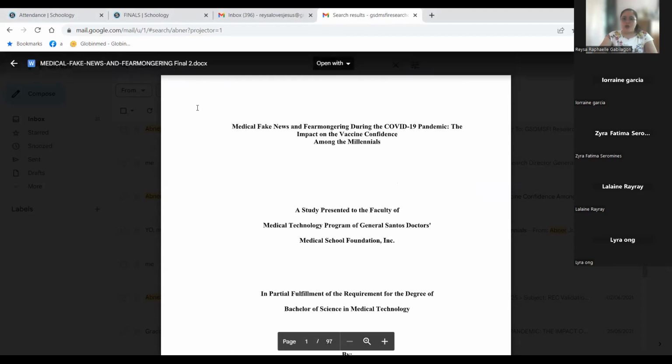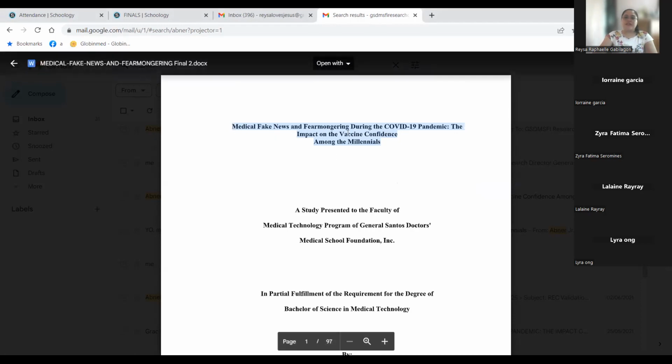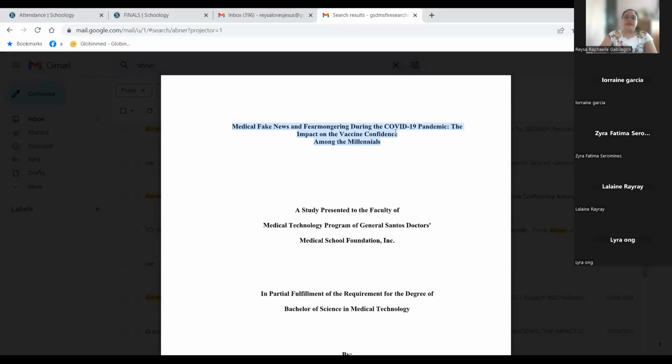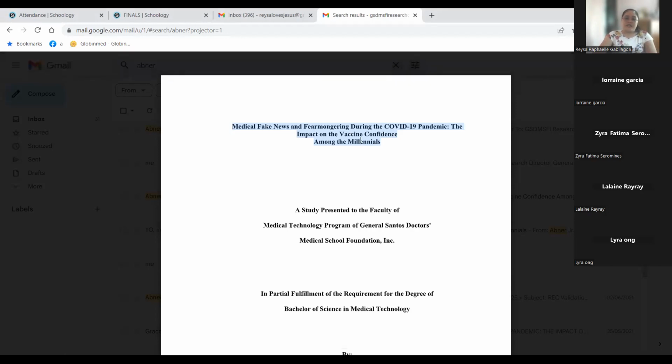Wala tayong school logo, walang school name. It's directly the title using title case capitalization, meaning the first letter of the major words are the ones naka-capital only, hindi lahat ha. And then if your title is long, kagaya nito, 3 lines, you have to arrange that one in an inverted pyramid format.